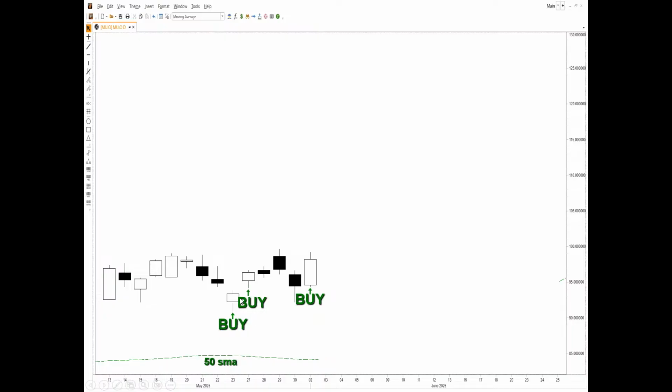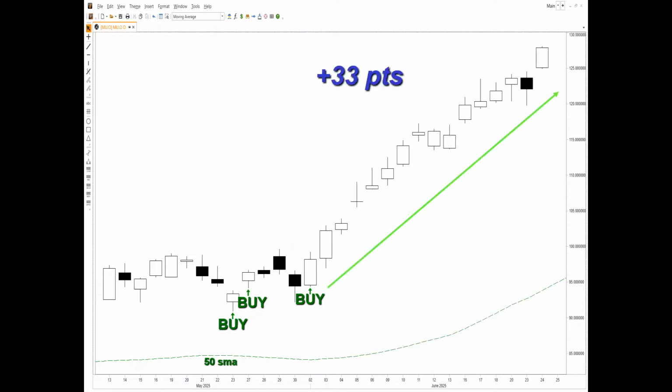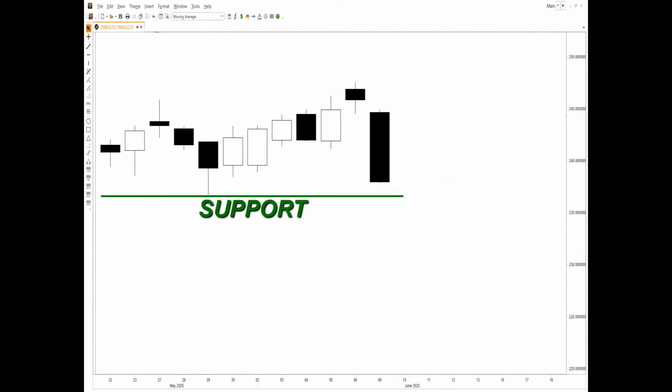But the pattern that we teach you was telling you, no, we are building up, we're coiling for momentum to the upside, and that's when it kicked in. So the beauty of strategy 4 is oftentimes you will get in before everyone else knows about it, even before a news announcement has taken place. Let's look at TMUS, okay?